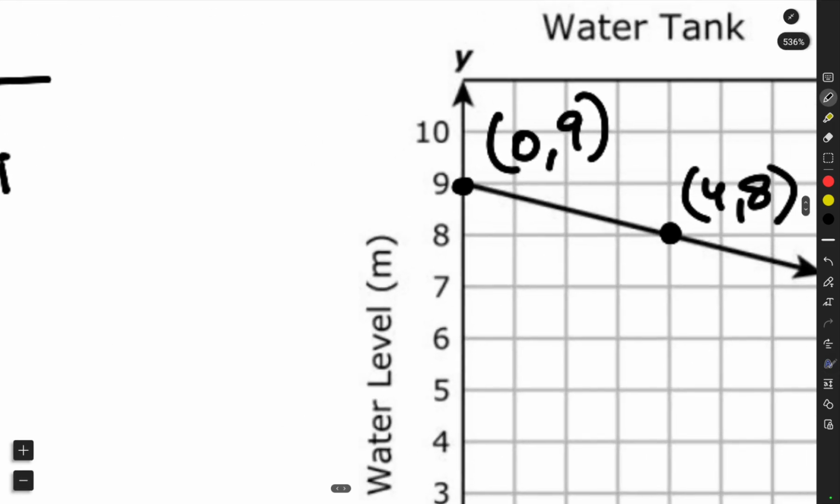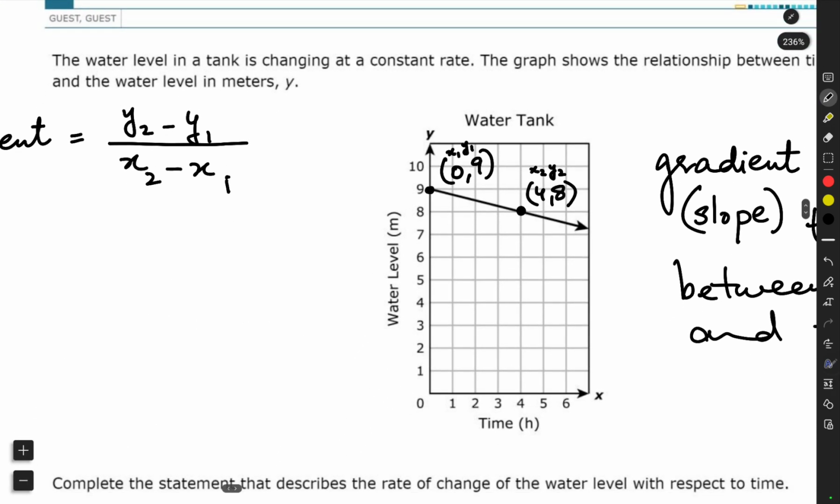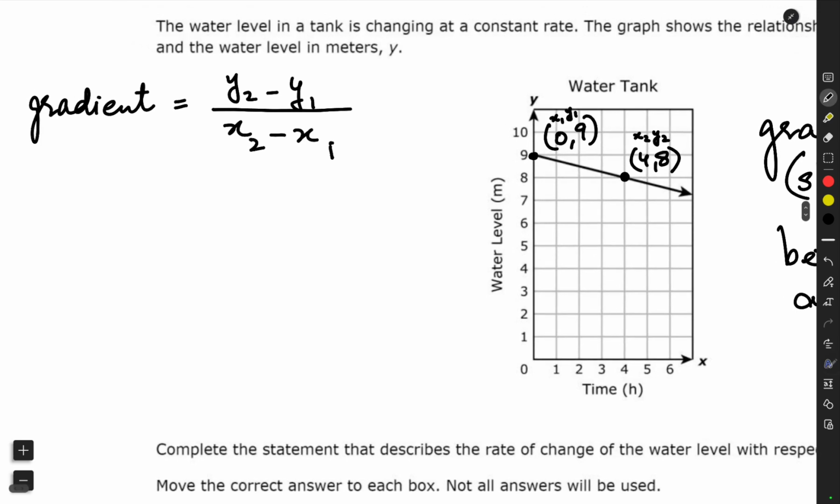So now these points 0, 9 and 4, 8, actually this is my x1, this is my y1, this is my x2, and this is my y2. And it doesn't matter which one should be x1 and y1 and which one should be x2, y2. It can be the other way around as well. Alright, so now gradient actually represents the rate of change.